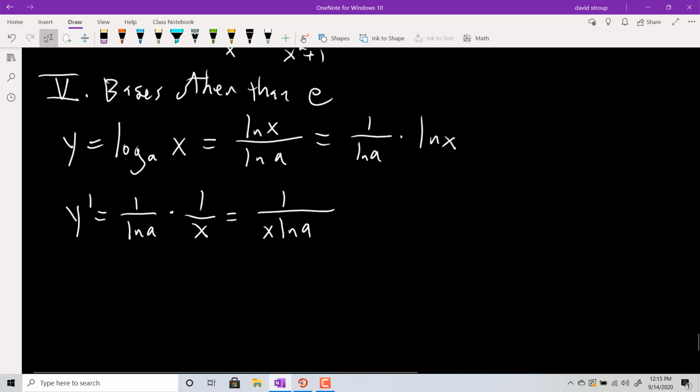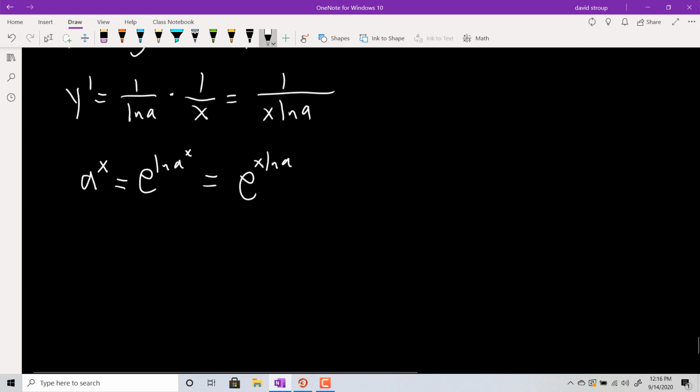Likewise, if you have a base other than e for your exponential, you're going to turn that into base e using our cancellation equations for exponentials. So a to the x is the same as e to the ln of a to the x, because the e and the ln cancel. And then you're going to rewrite this as e to the x ln a, and then take its derivative. Okay, so let's see how that works.